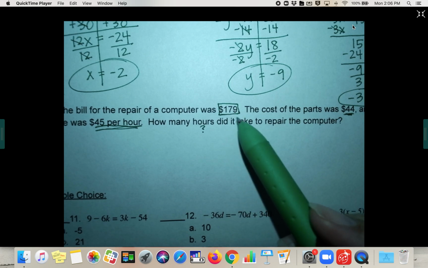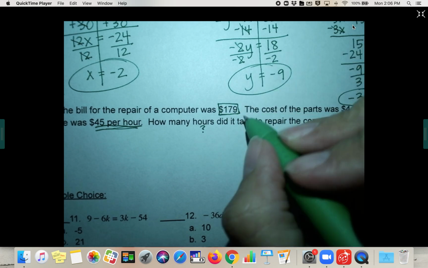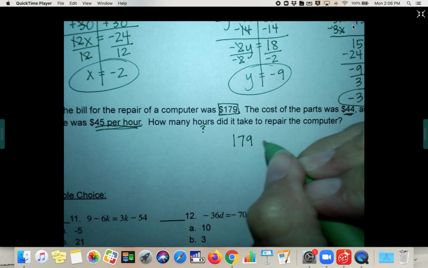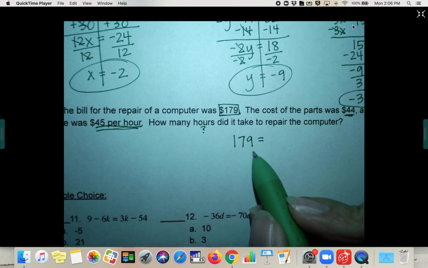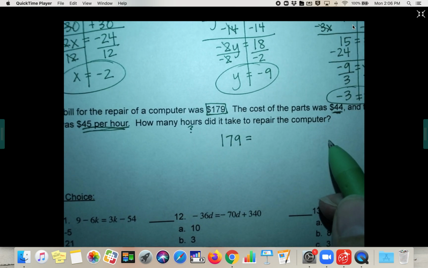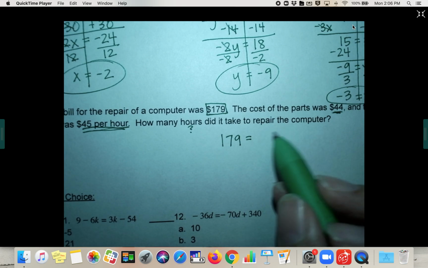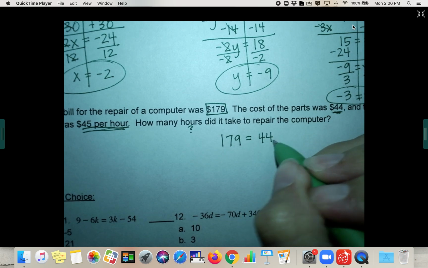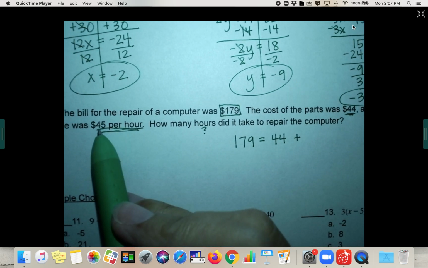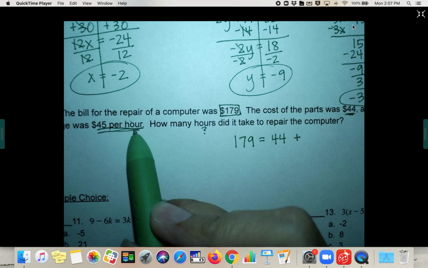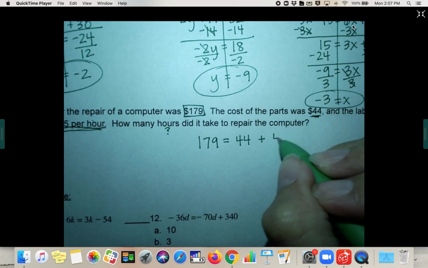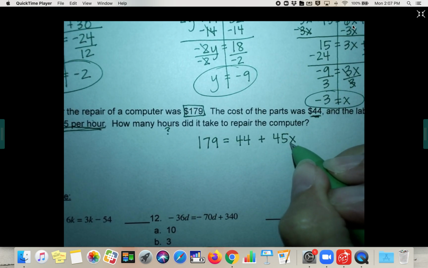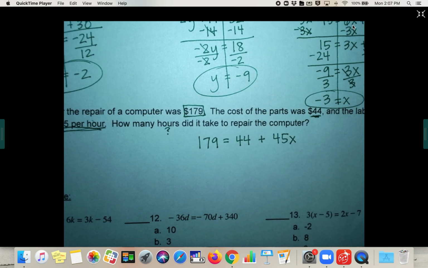So here's what I would do. I would start by writing the total. We know the total is 179. And if we know it costs 179, what costs 179? Two different things added together. $44, which is the parts, plus $45 per hour that we don't know. So $45 per x hour. So this would be how to set it up.